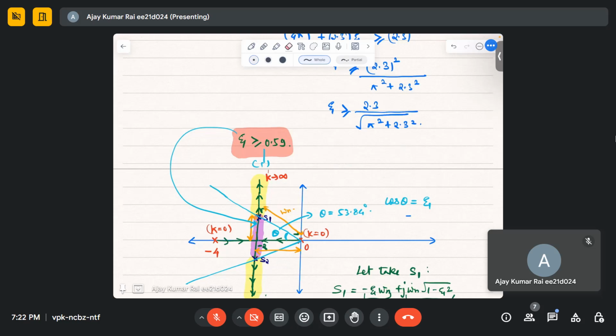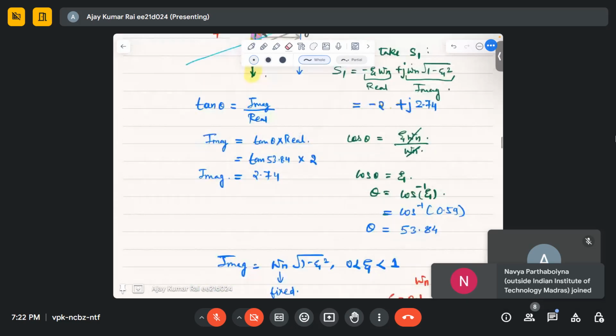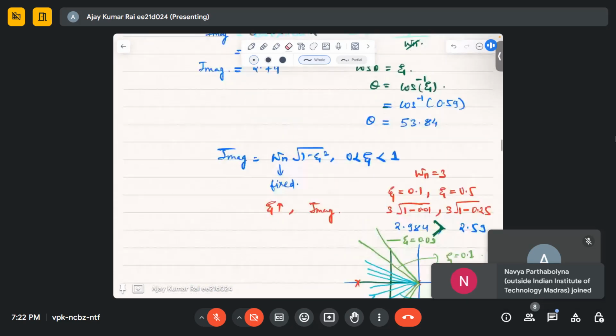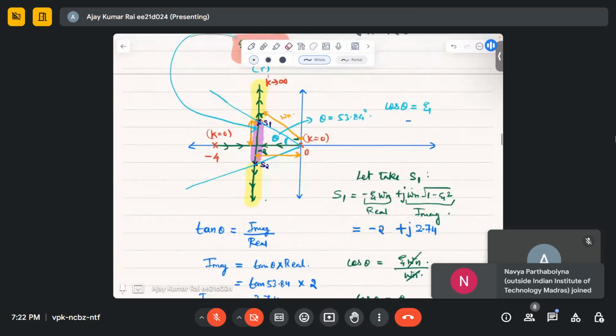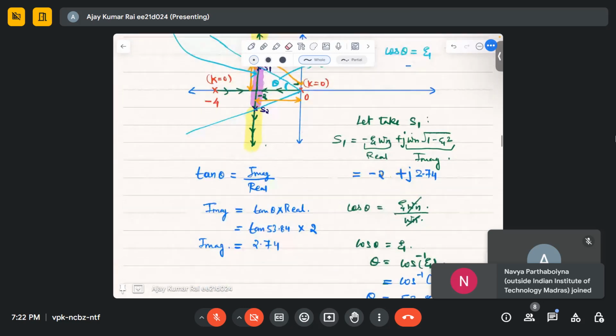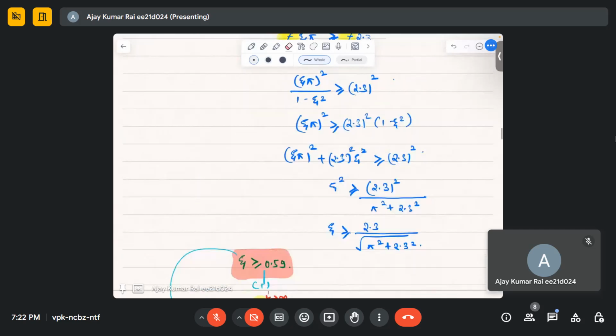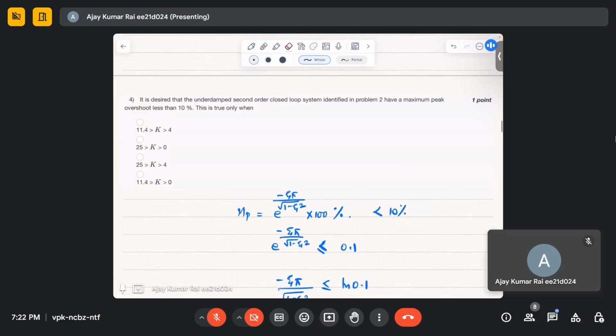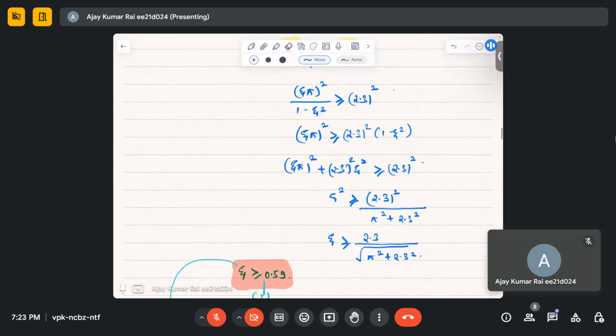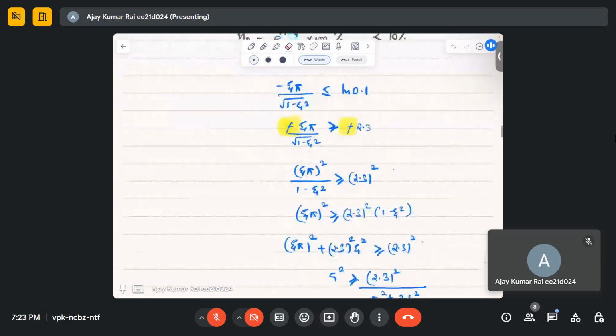If you have zeta greater than 0.59, you'll go into the yellow portion. That you have seen from the analysis. So up to now, we got this. We got the imaginary part also. And what was the original question? So what should be the value of K at this point?